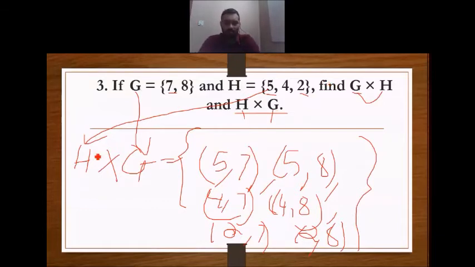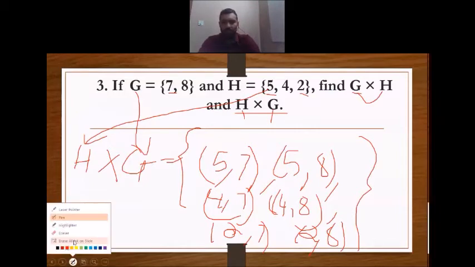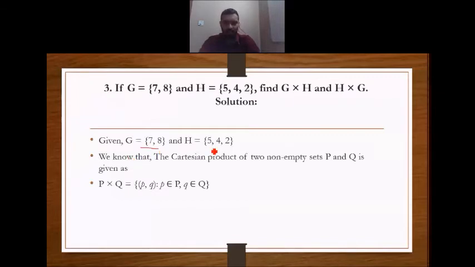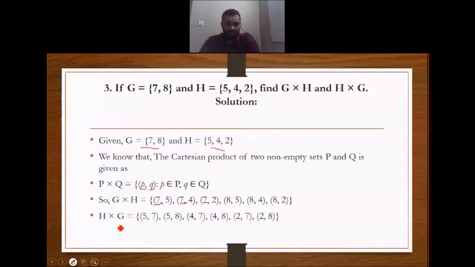Important, one more question. Hope you have understood. So the solution goes like this: G equals {7, 8} and H equals {5, 4, 2}. The Cartesian product P cross Q has the first element from the first set and the second element from the second set. Therefore G cross H will be (7, 5), (7, 4), (7, 2), (8, 5), (8, 4) and (8, 2). H cross G will have the first element from the set H.